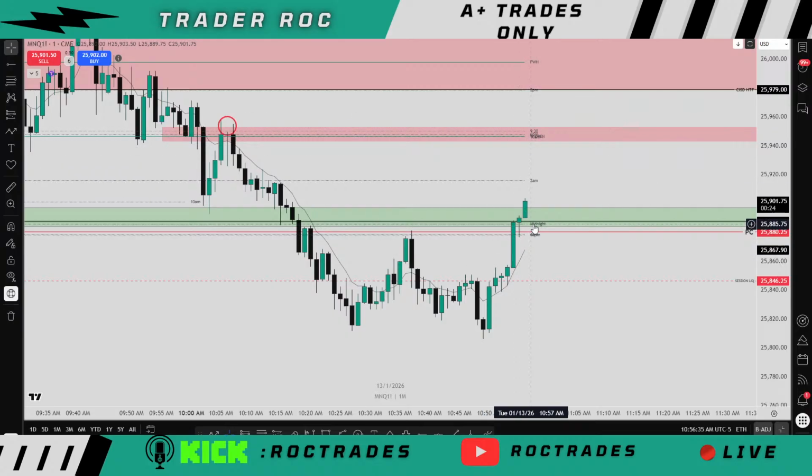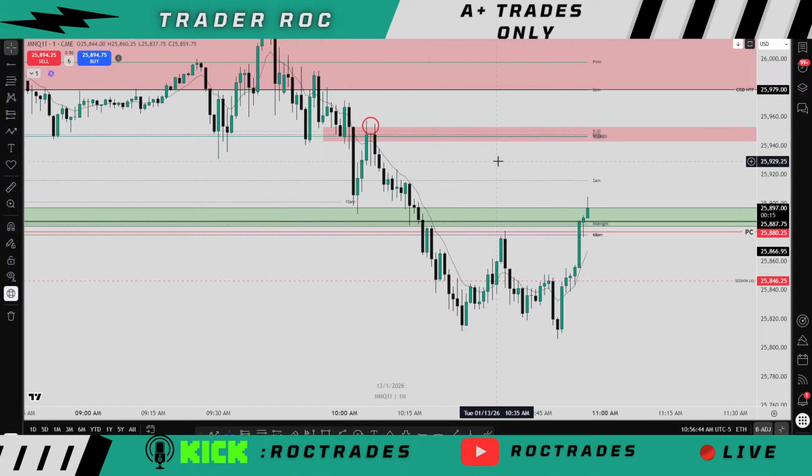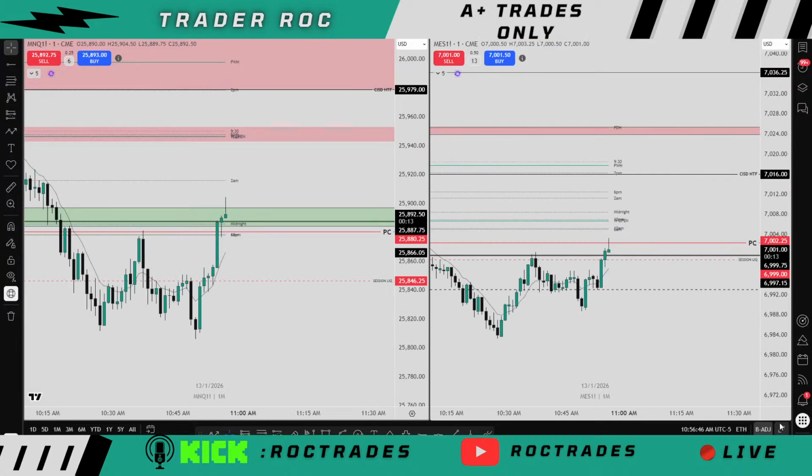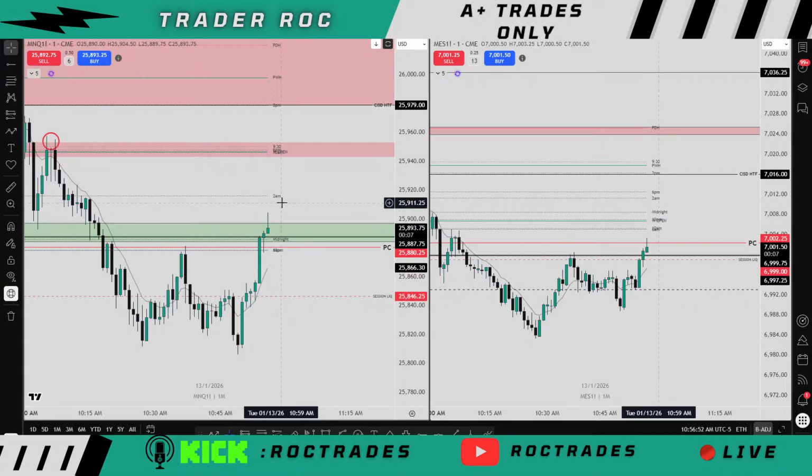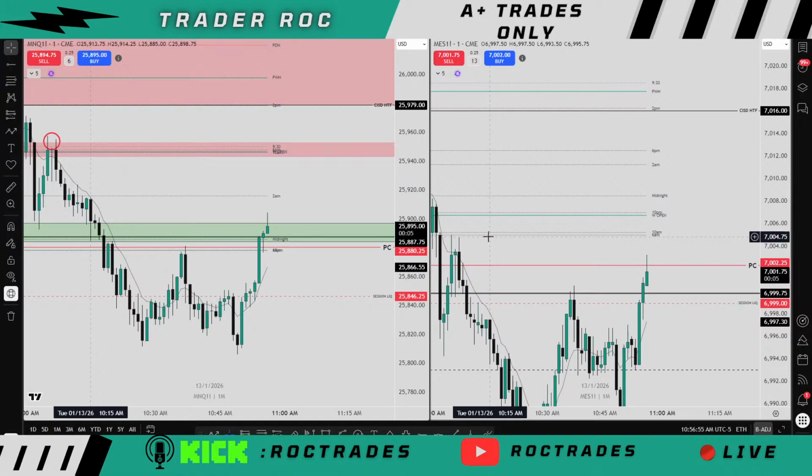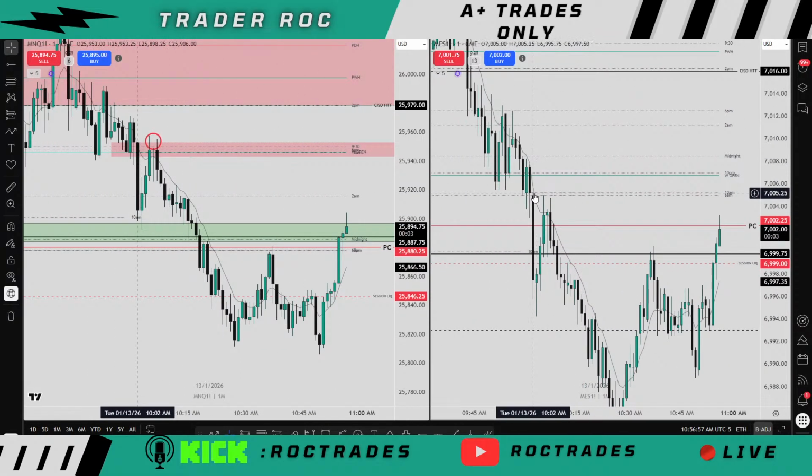Where's 10 a.m.? Is this 10 a.m.? It's crazy how all these prices literally, okay, 10 a.m.'s up here. And then we're nowhere near it. We're nowhere near 9:30. I think price has to hit here, now that we're breaking back above midnight. And this is 10 a.m.